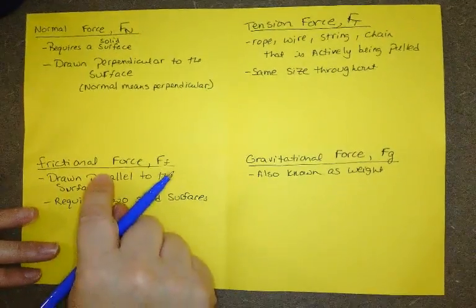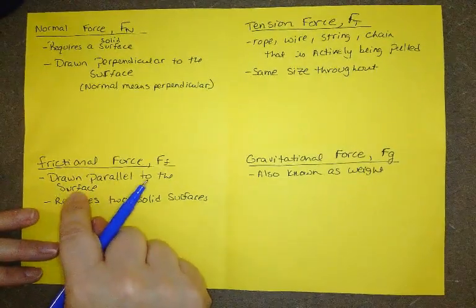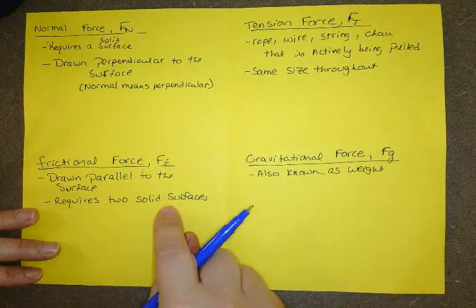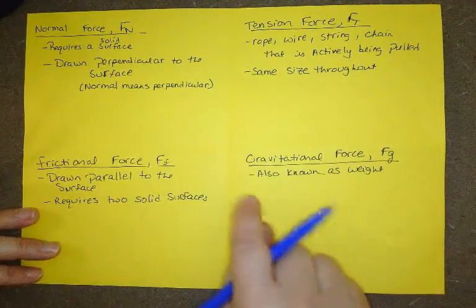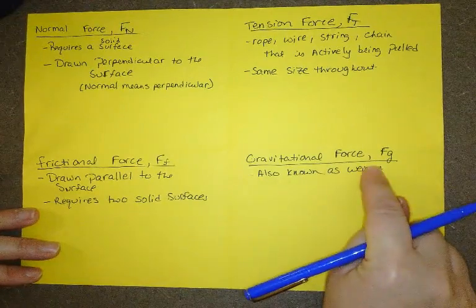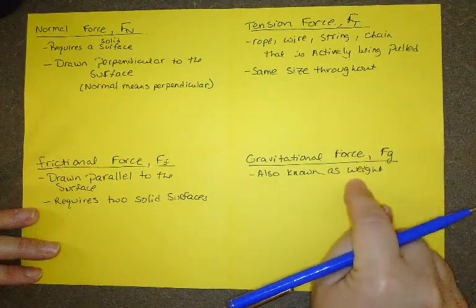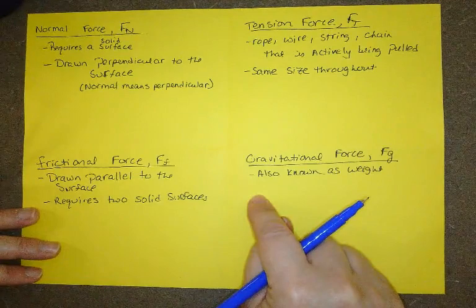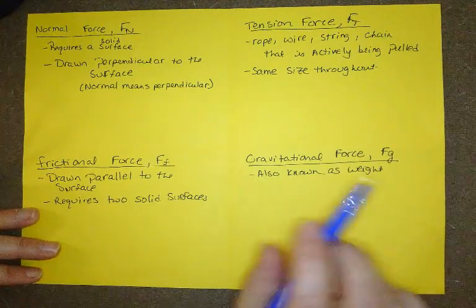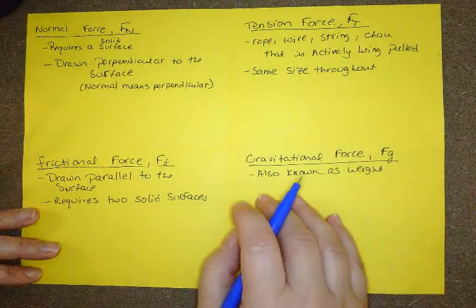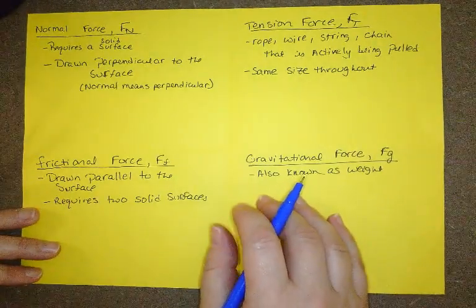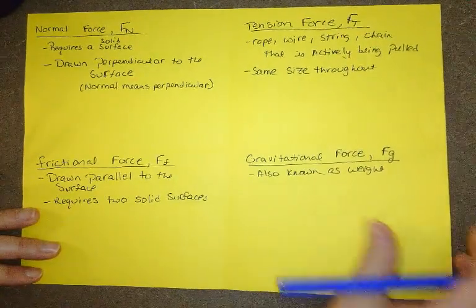The frictional force is always drawn parallel to the surface, and it requires two solid surfaces that are rubbing together or interacting. And the gravitational force is also known as weight. You get this from, there's actually a gravitational force between any two objects with mass. We're going to talk mostly about the gravitational force with respect to the Earth.